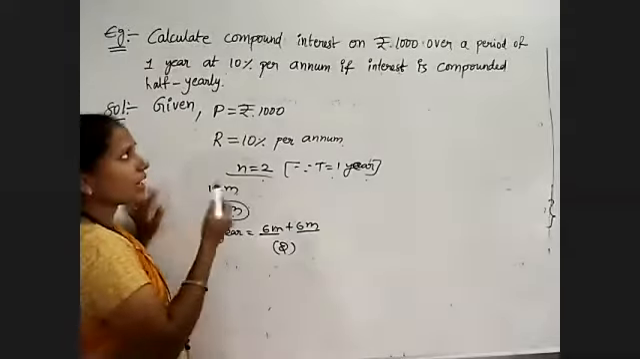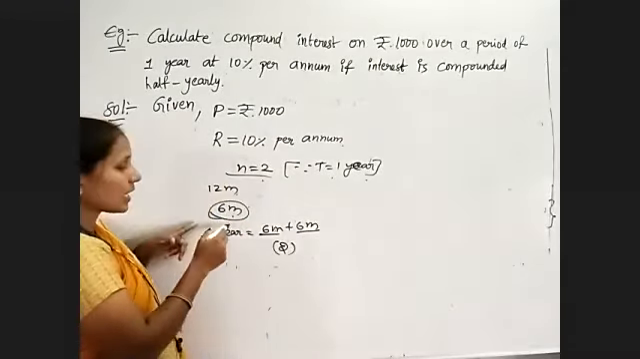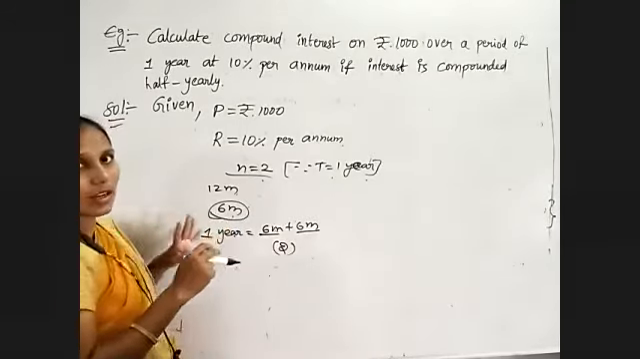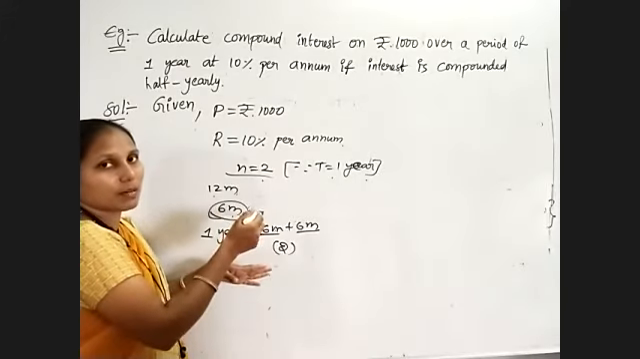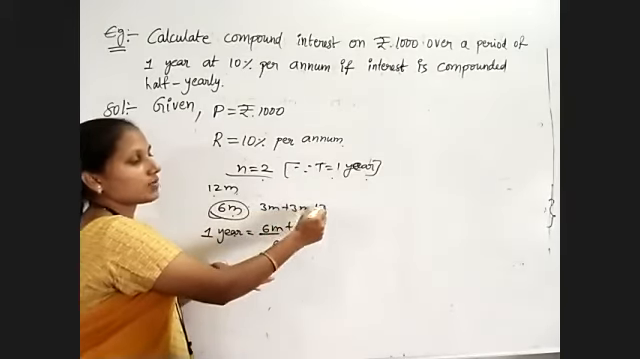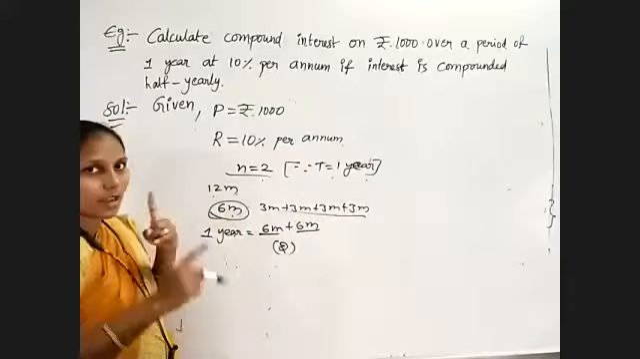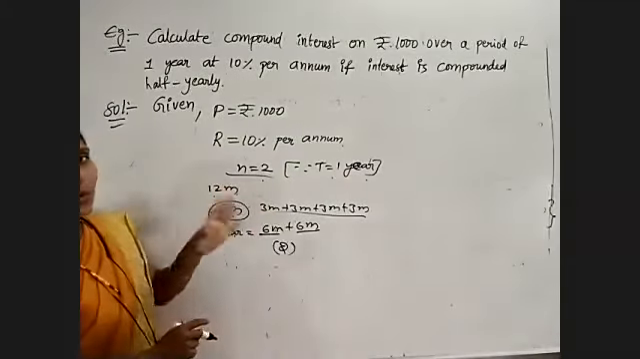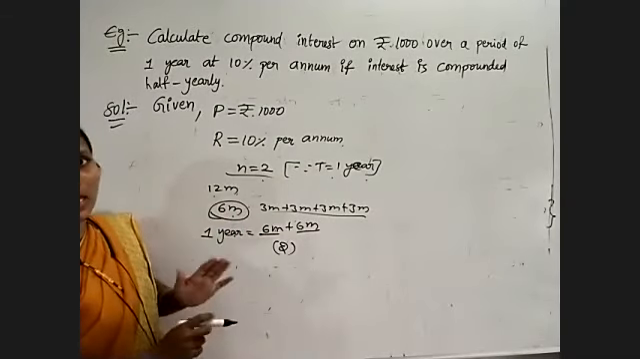Understand? If interest is compounded quarterly, how many quarters we will get in 1 year? Means divide into 4 equal parts. 12 months we have now. Divide it into 4 equal parts. Means 3 months plus 3 months plus 3 months plus 3 months we will get. Yes or no? So total 4 conversion periods we will get for 1 year. Understand? For 2 years, 4 plus 4, 8 we will get. 4 into 1, 4 into 2, 4 into 3, like that we will get.